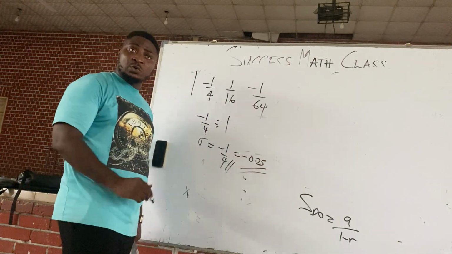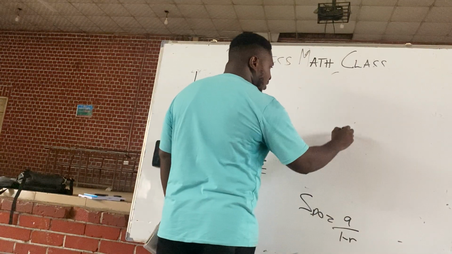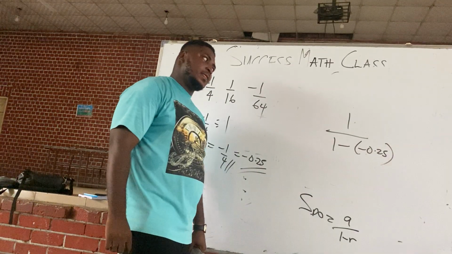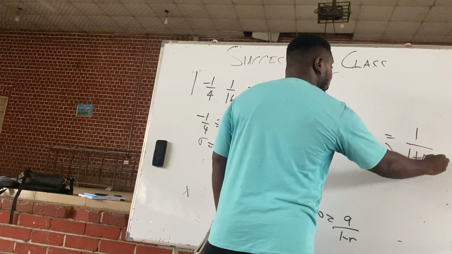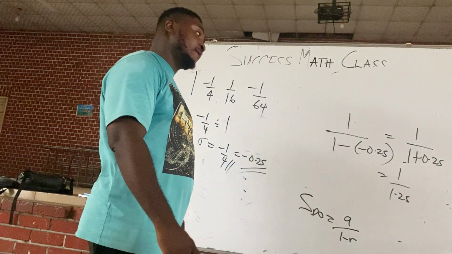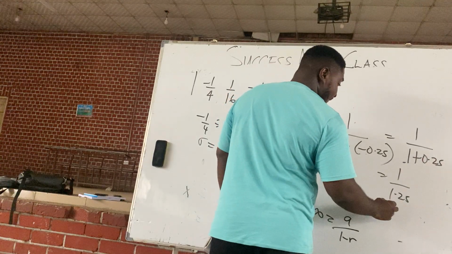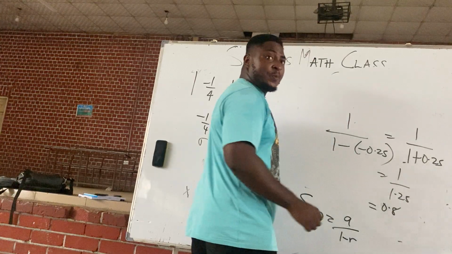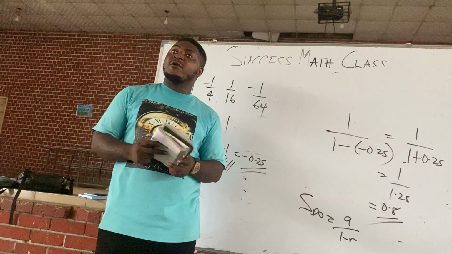Check your calculator. 1 divided by 4 is 0.25. So the sum to infinity is a, which is 1, all over 1 minus minus 0.25. Minus times minus, so 1 all over 1 plus 0.25. 1 all over 1.25. What is 1 divided by 1.25? 4 over 5. That would be 0.8. So the sum to infinity is 0.8 or 4 over 5.